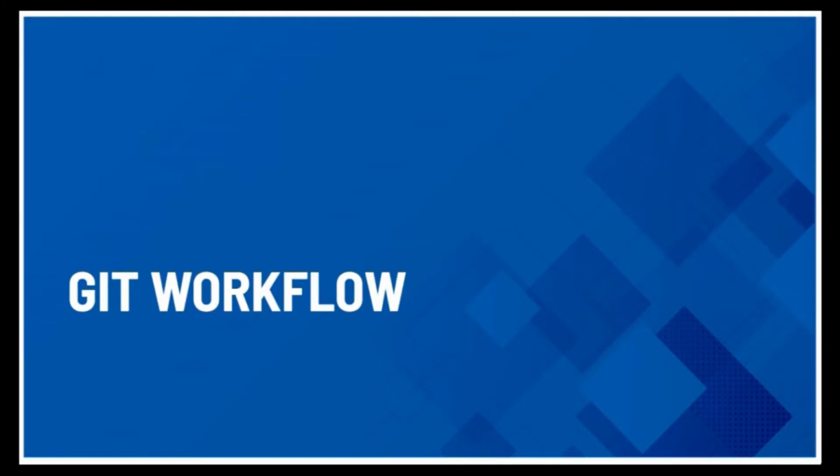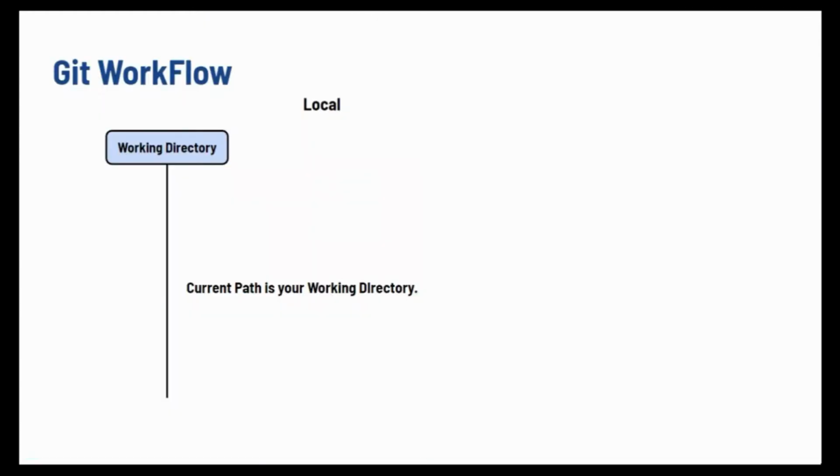In this lecture, we will look at the workflow of Git. In order to understand it, we must be very clear about the Git architecture first. The working directory is the current folder where you are working on your Git project. This is your working directory where you store your files.